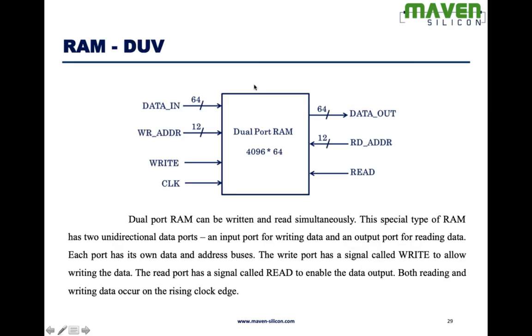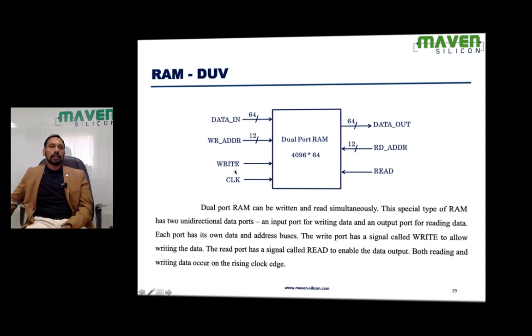Let's look at this example. Dual port RAM. The memory has two interfaces. One is the write interface, the other one is the read interface. Write interface has data, address, write control signal, and clock. Read interface has data out, read address, read control signal. And this is also based on clock.